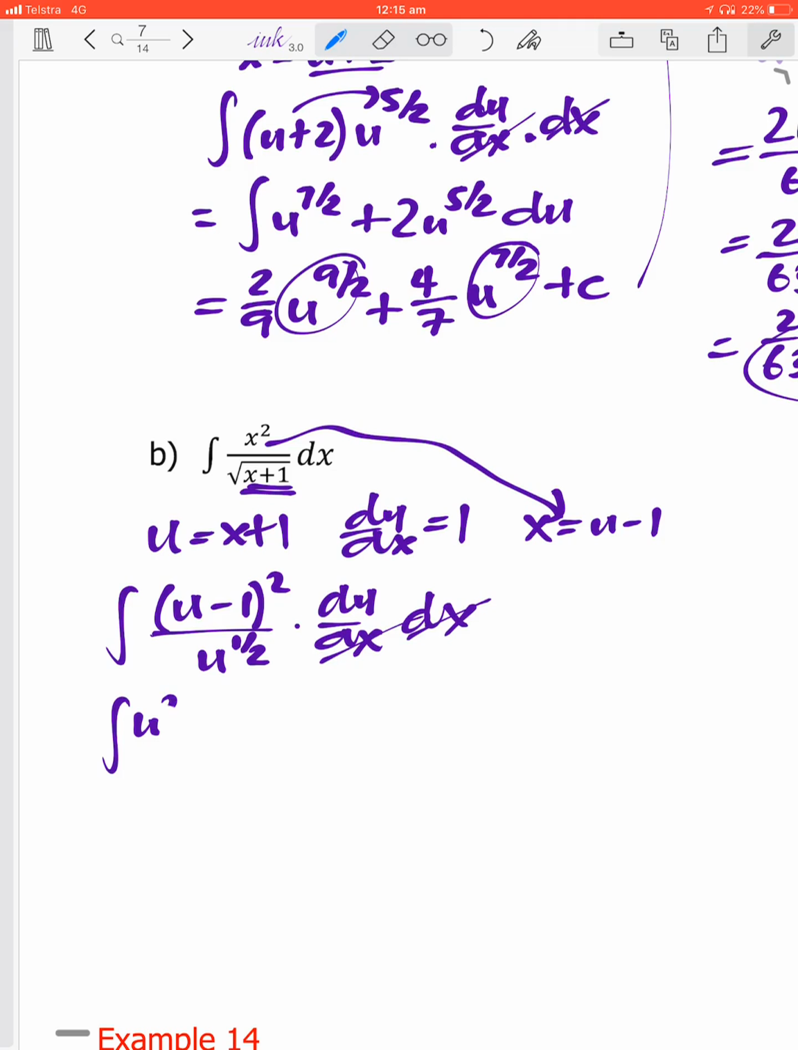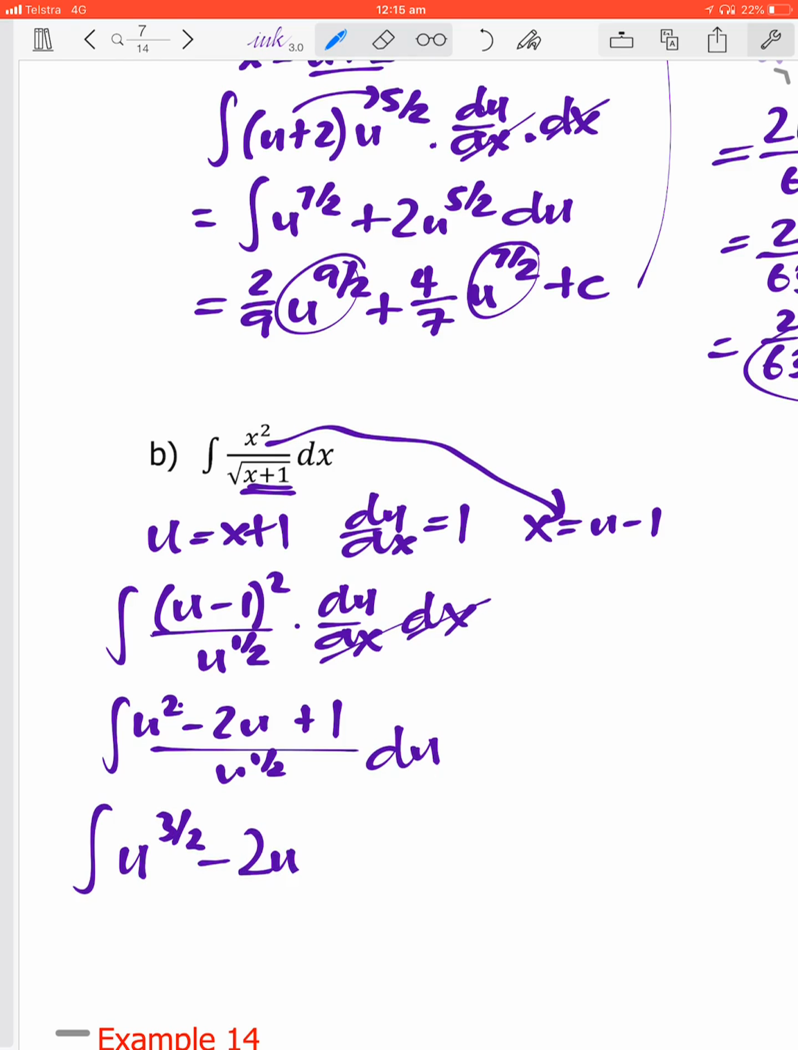So let's expand the top. u squared minus 2u plus 1 on u to the half du. When we divide it through, u squared on u to the half is u to the 3 on 2. u on u to the half is u to the half. And then I get u to the negative half du.